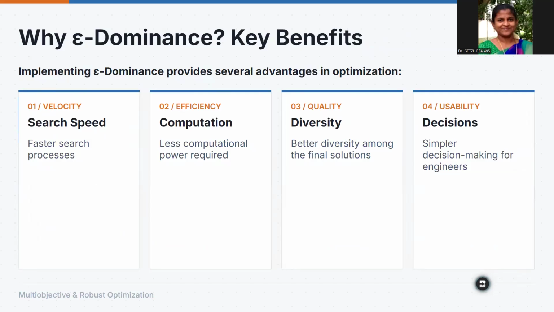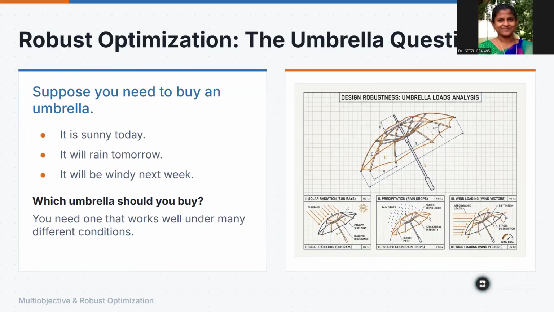What are the key benefits of epsilon dominance? You get a faster search because you eliminate such cases. Computation is also better, and there is better diversity among the final solutions because the small differences are ignored. And simpler decision making for the engineers.